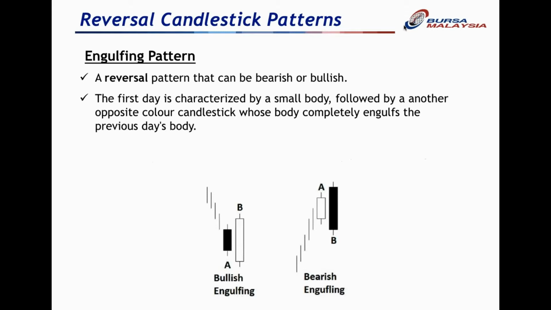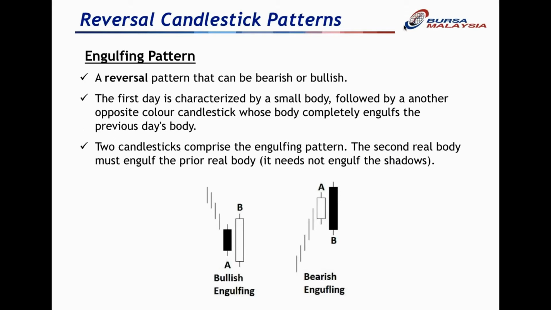Two candlesticks comprise the engulfing pattern. The second real body must engulf the entire prior real body. It need not engulf the shadows, but in the example here, it really engulfed the shadow as well. That's the engulfing pattern. It is a reversal. It can be bearish or it can be bullish.